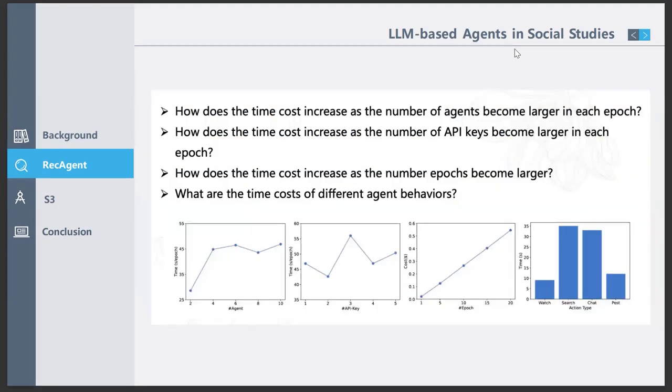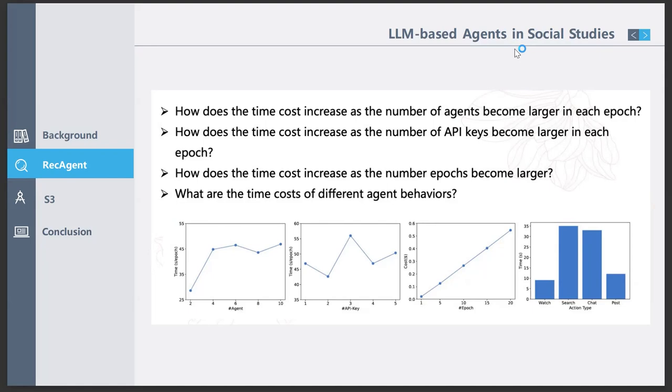Another experiment is about the efficiency of the simulation process. In this process, we study four problems. That is, how does the time cost change as the number of agents becomes larger in each epoch, and how does the time cost increase as the number of API keys becomes larger in each epoch? And the third one is, how does the time cost increase as the number of epochs becomes larger? And the last one is, what are the time costs of different agent behaviors?